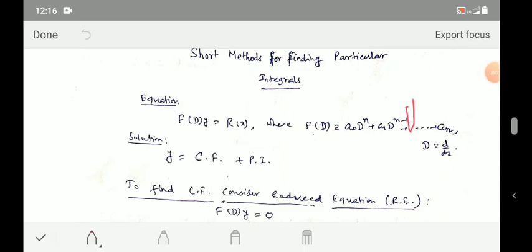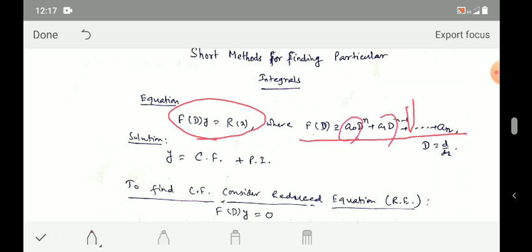Good morning. Today I am going to discuss some short methods for finding the particular integrals. We know that for the differential equation of the type f(D)y = R(x), where f(D) = a0 D^n + a1 D^(n-1) + ... + an, where a0, a1, a2, ..., an are some constants, this type of equation is called a linear differential equation of higher order.